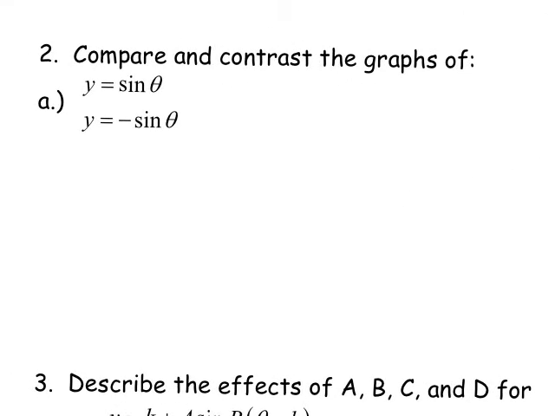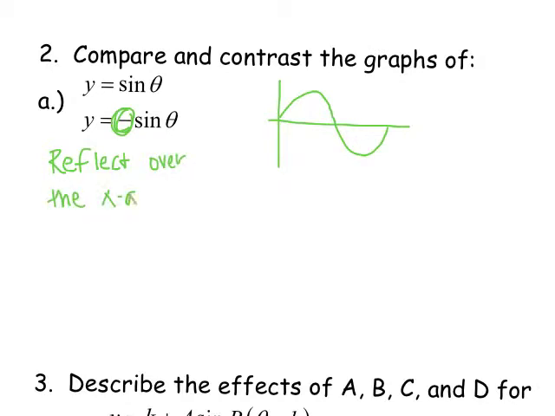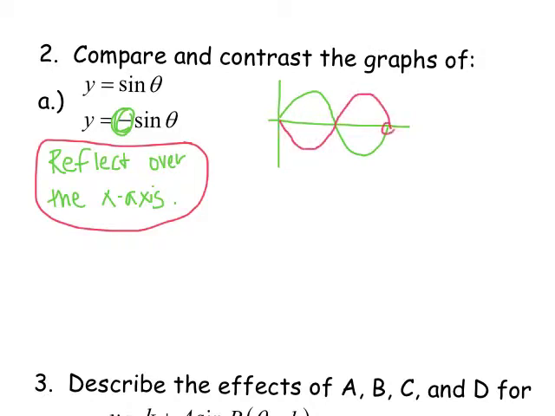So compare and contrast the graphs of y equals sine theta and y equals negative sine theta. So now what's different is the negative sign. So sine theta looks like this, and when we have a negative sign, that makes it reflect over the x-axis. That was another transformation that you did in Algebra 2. So I'll do this in red. So if we reflect over the x-axis, now that's going to look like this.